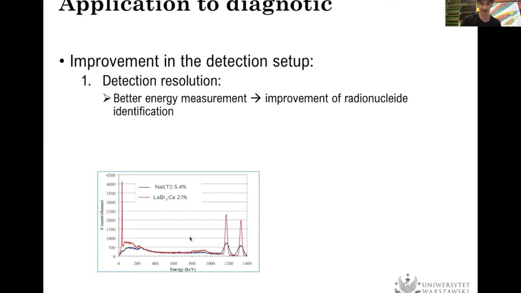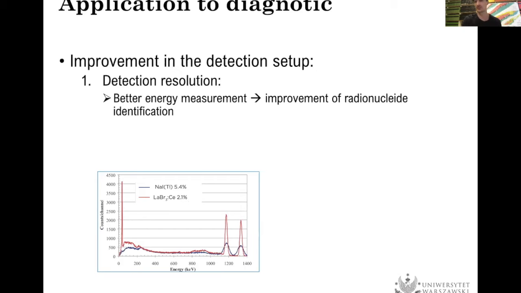So here, for example, I show you a comparison between two spectra of the same source obtained with two different detectors. One is a detector that has been used for quite some time, more than 50 years in nuclear physics, that is the sodium iodide, NaI, and a more recent one that is the lanthanum bromide. What you see directly comparing the two spectra is that the peaks here in this region, close to 1,200 keV in energy, have a much better resolution with the new detector, the lanthanum bromide.